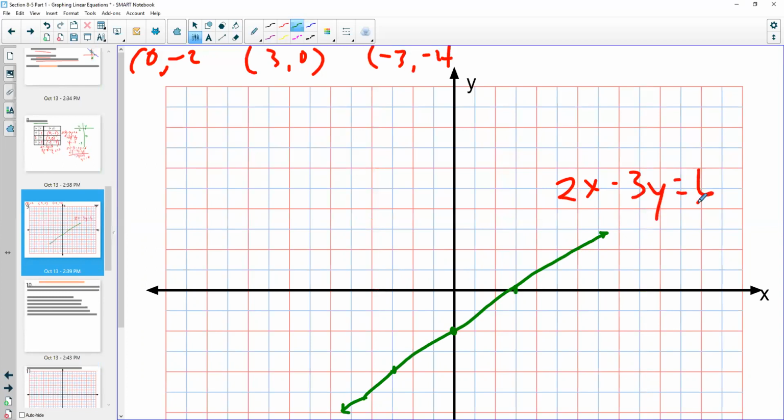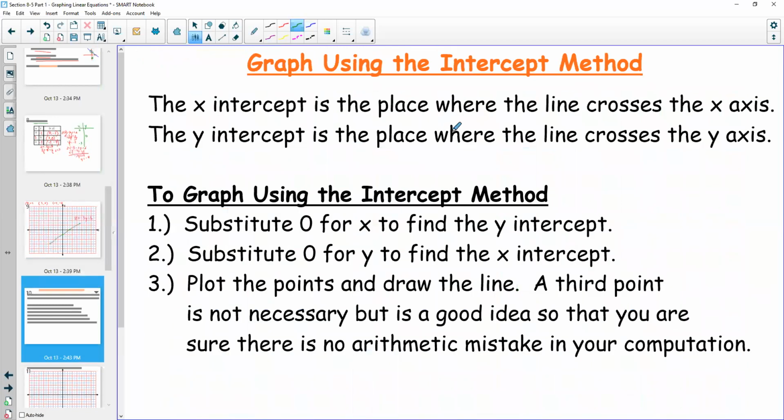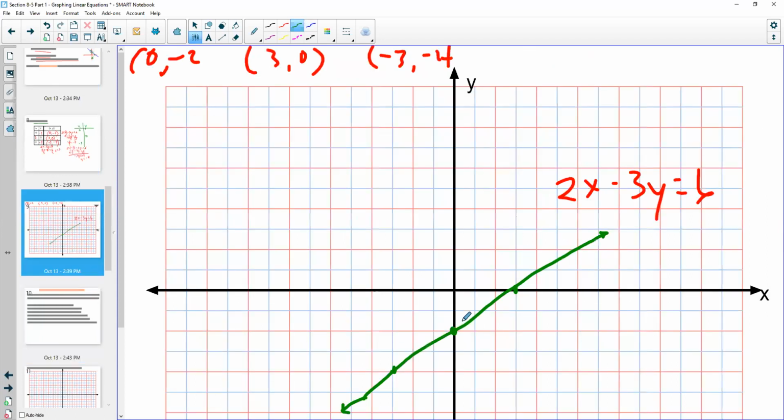So it's labeled. All right, so we've plotted points, right? We can also use intercepts. So the x-intercept is the place where the line crosses the x-axis. The y-intercept is the place where the line crosses the y-axis. If we go back here, the line we drew crosses the y-axis here. That's the y-intercept. It crosses the x-axis here. This is the x-intercept, okay?